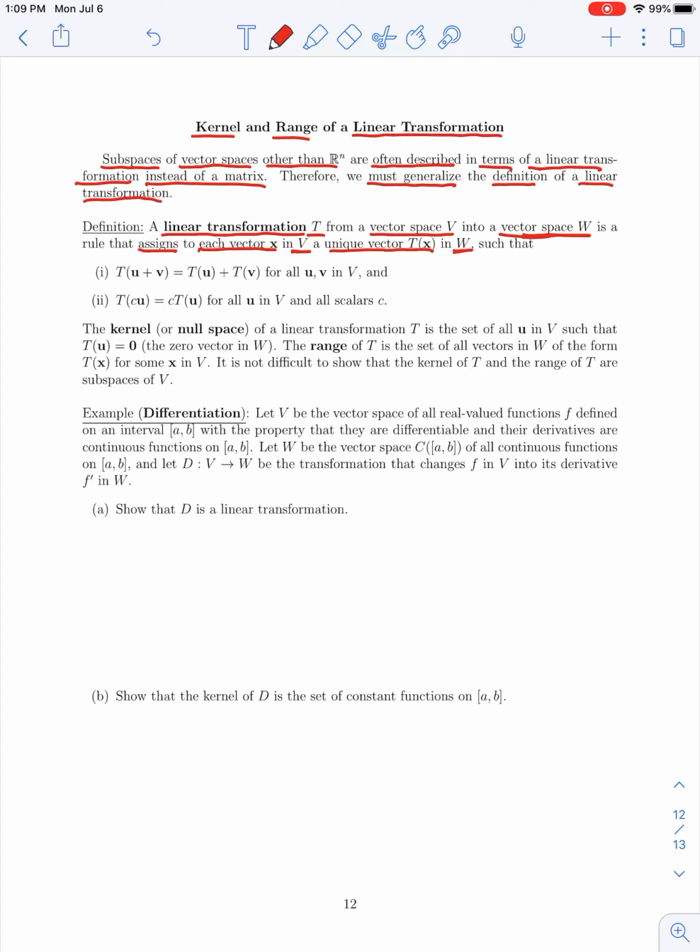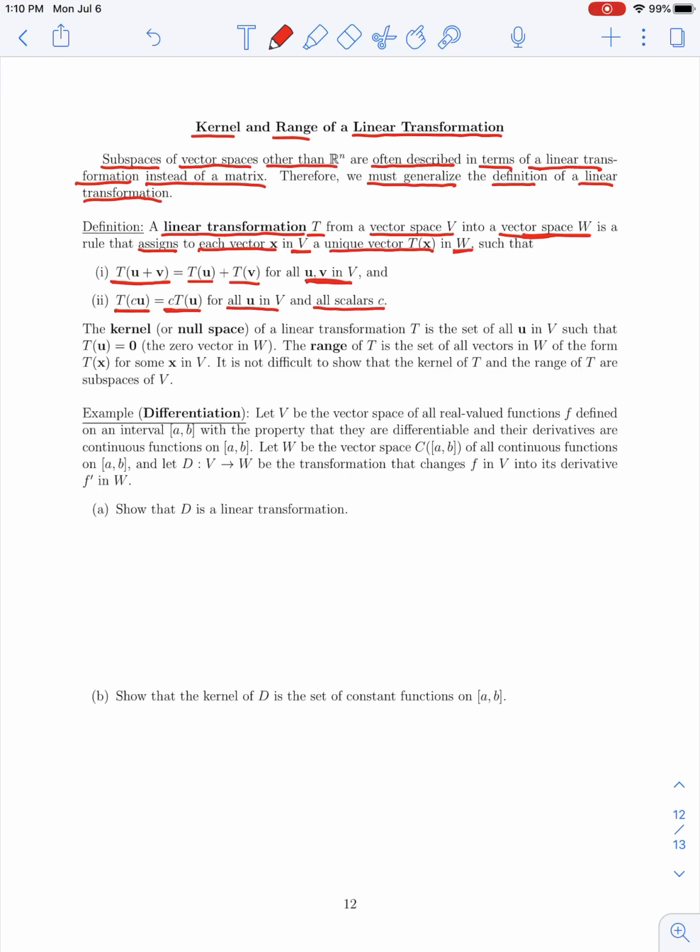A linear transformation satisfies the two conditions for linearity, namely that the transformation of a sum of two vectors, u and v, is the sum of the transformations of those two vectors, T of u and T of v, for every u and v in our vector space. And part 2 is that the transformation of a scalar multiple of a vector u is equal to the scalar multiple of the transformation of that vector u, for all vectors u in our vector space V and for every scalar c.